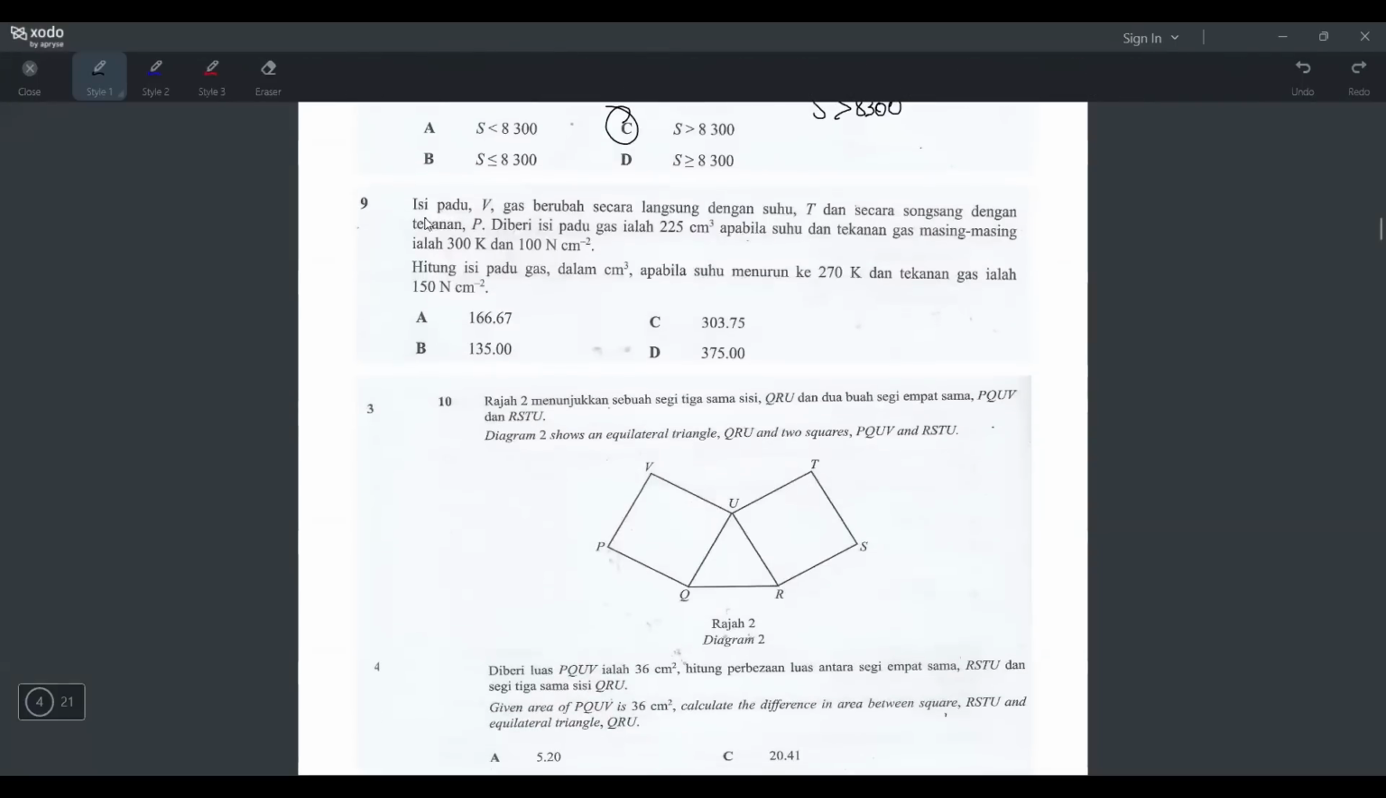Okay, let's do number 9. Isi padu V gas berubah secara langsung. Okay, I see this word. I sudah tahu this is Form 5 chapter 1. Ubahan punya chapter, variation. Variation. So, let's read the whole thing first lah.